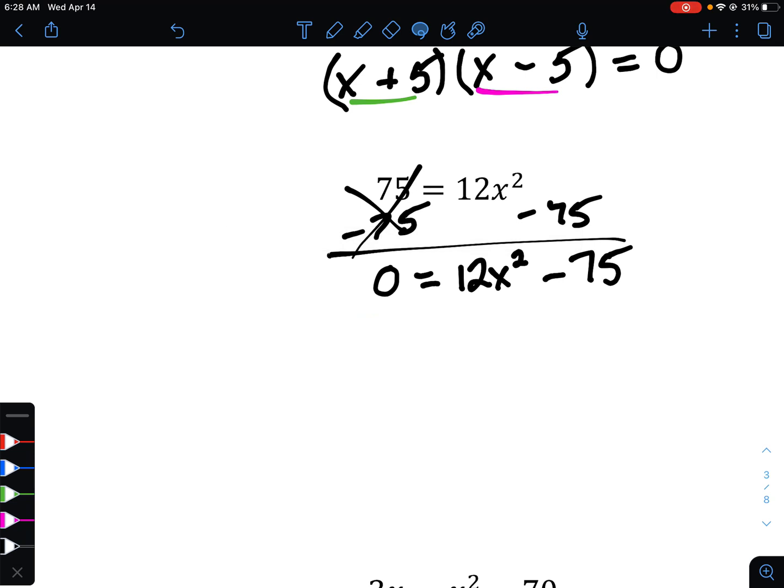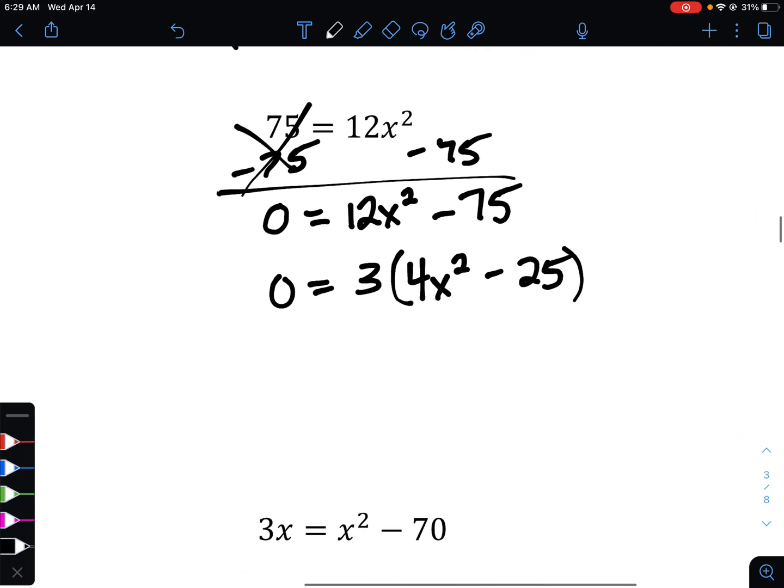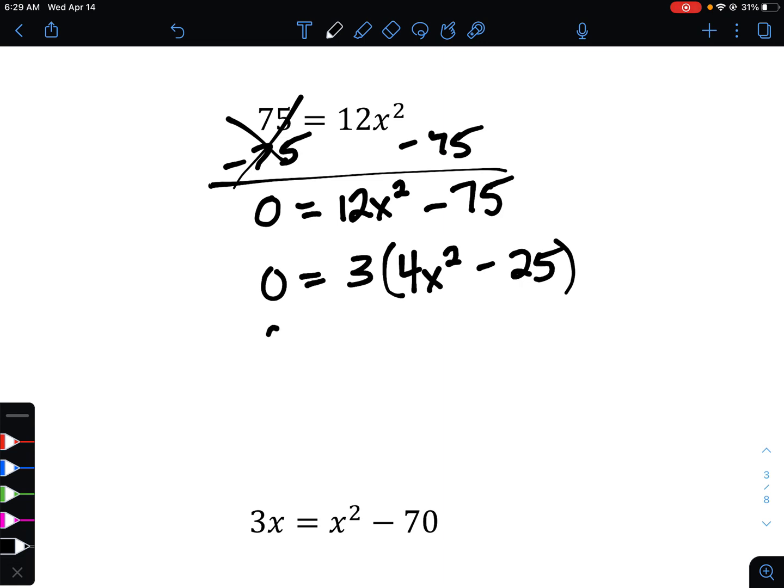Okay, so as far as factoring goes, let's look for a greatest common factor first. With our 2 terms, both 12 and 75 are divisible by 3. If we take 12 and divide by 3, that's 4, so 4x squared. 75 divided by 3 is 25. And now we're going to look to continue factoring with what's inside the parentheses.